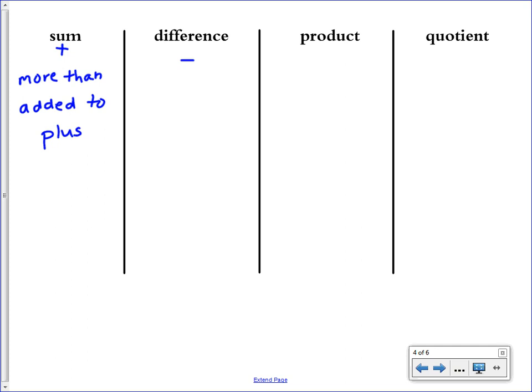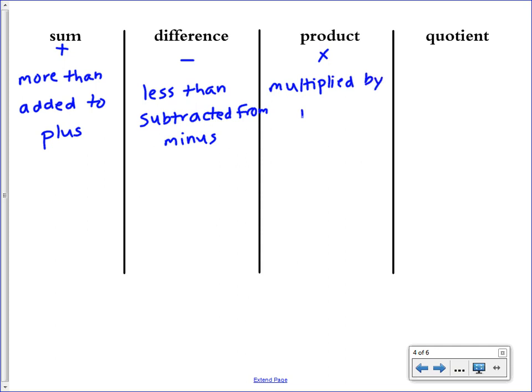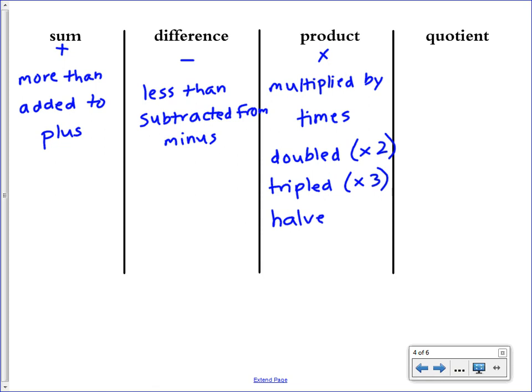For difference, which is subtraction, you might see less than. You might see subtracted from. You might see the word minus. Those all mean subtraction. For product, which is multiplication, you might see the word multiplied by. You might see the word times. You might see the word doubled, which specifically means times 2, or tripled, which means times 3, or even halved, which is also multiplication. It means times 1/2, right?